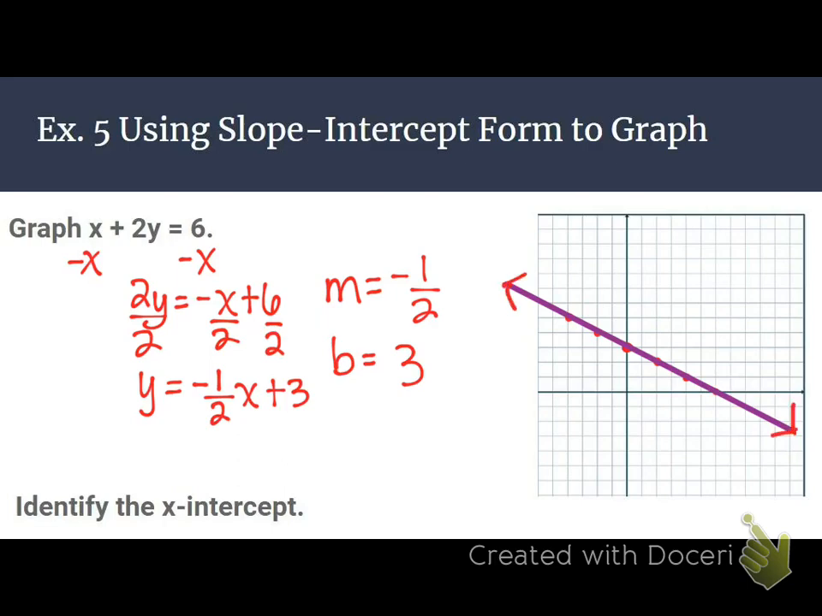Last thing we need to do is identify our x-intercept. So it looks like we had a point on our x-intercept all the way over here. That is a positive 6. So that point is 6, 0.